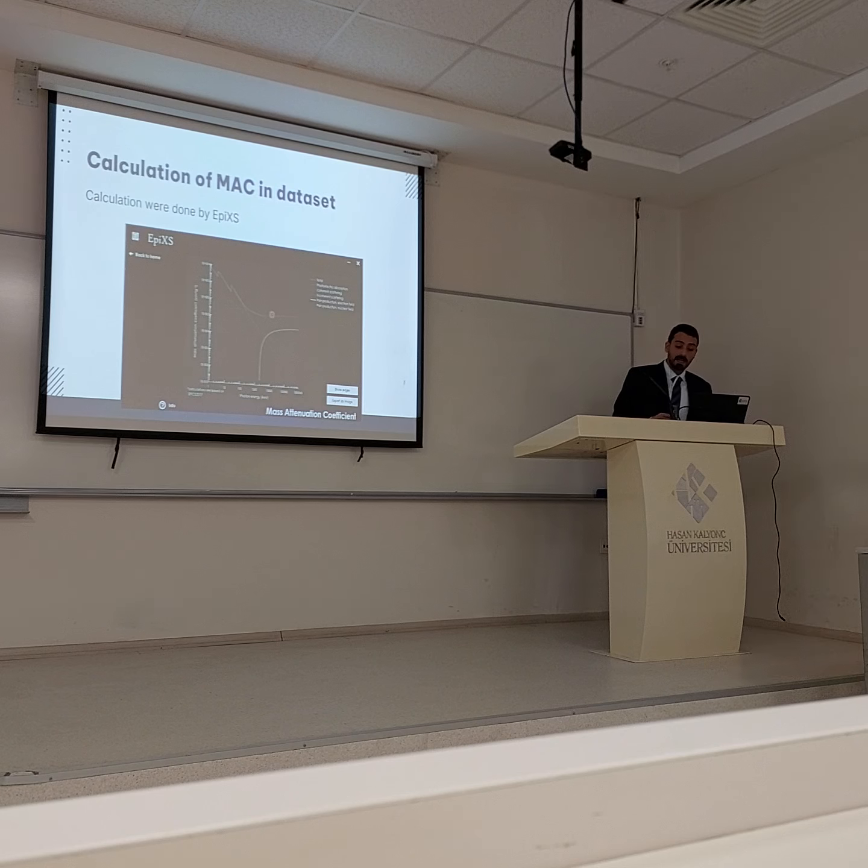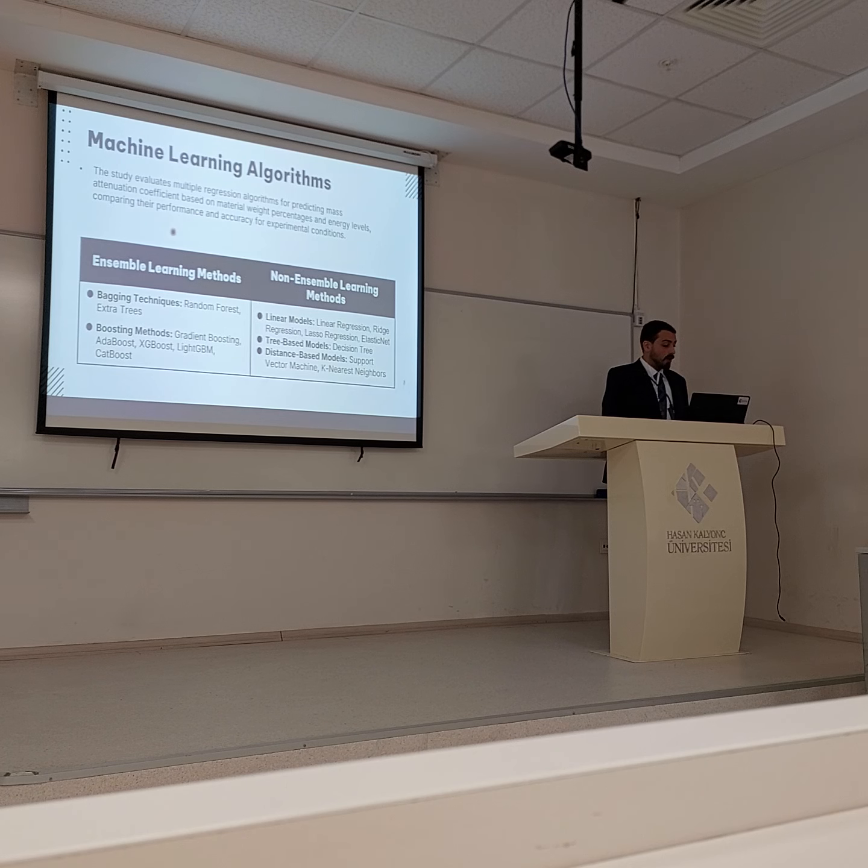So let's start with the calculation. How did we calculate that data set? We used this software called EPICS. It helped us to find the reference mass attenuation coefficient for the random values that we created. Then we applied our machine learning models. We applied about 15 models, as I remember, from different fields of machine learning.